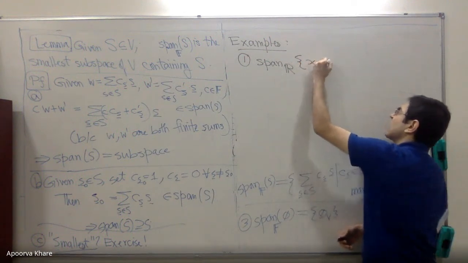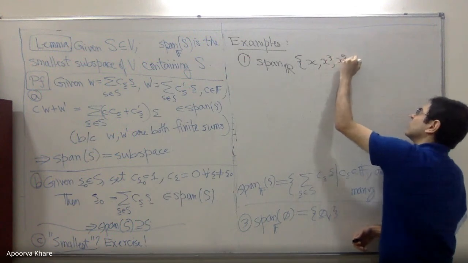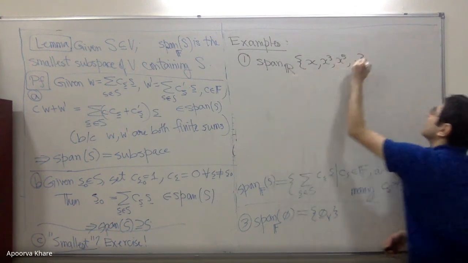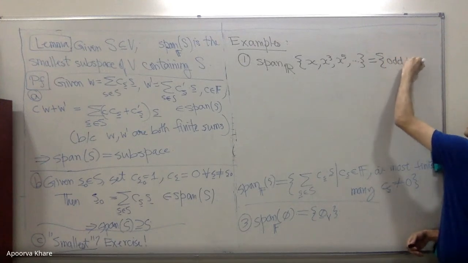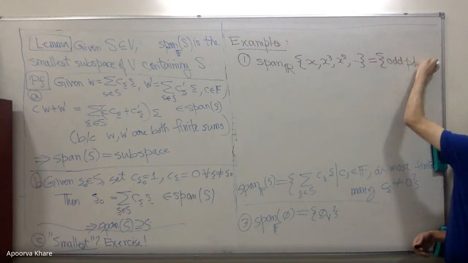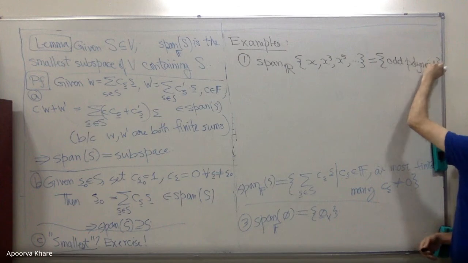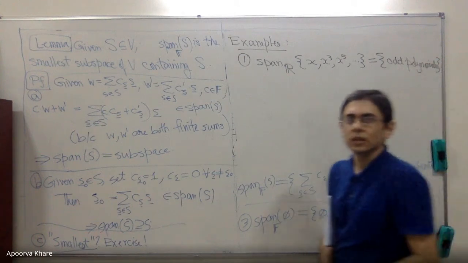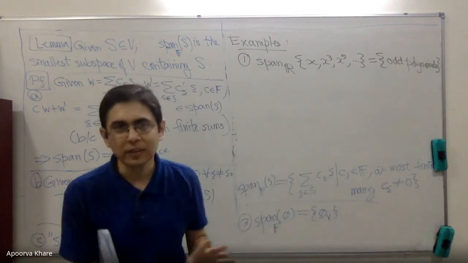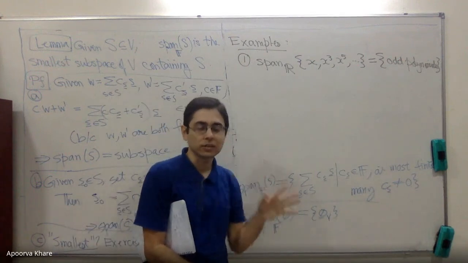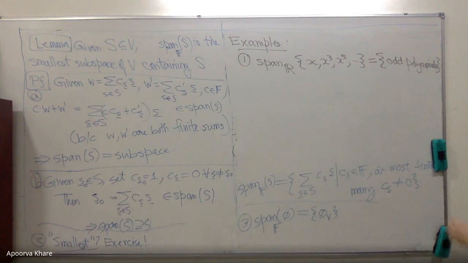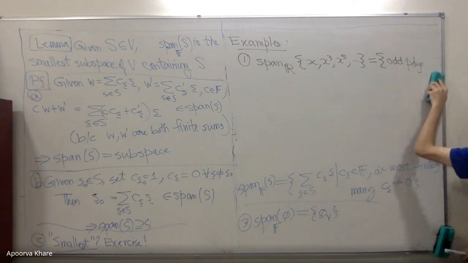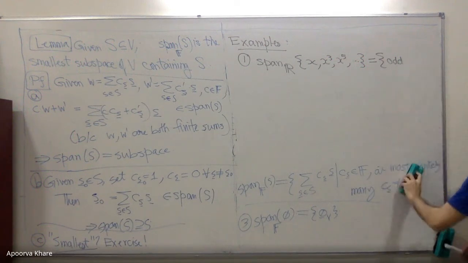Let's look at x, x cubed, x to the fifth, and so on. This is precisely the vector space of odd polynomials, or odd polynomial functions, actually. Luckily, R is an infinite field, so polynomials and polynomial functions are the same thing, but I won't elaborate on what that means. But this is just odd polynomials.